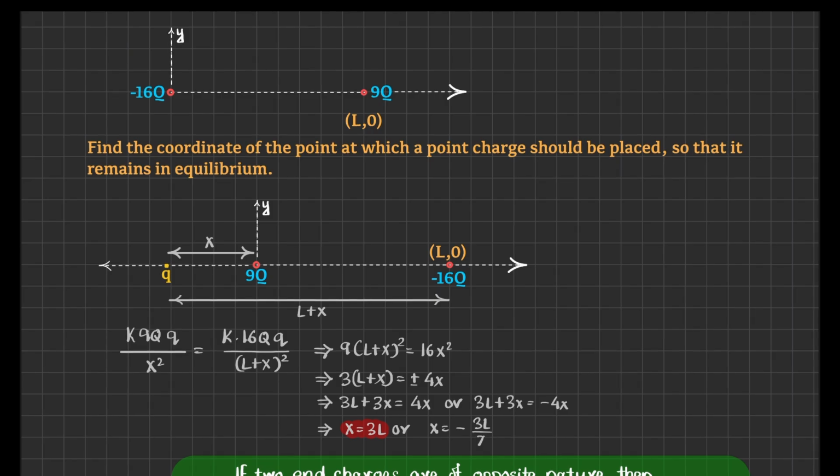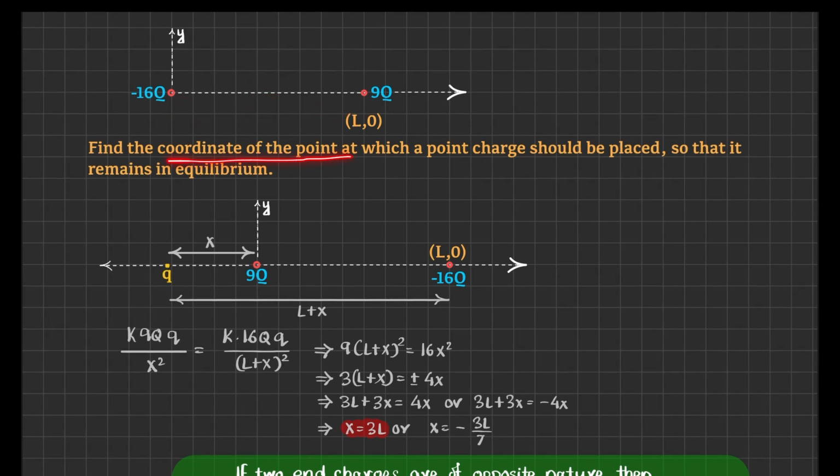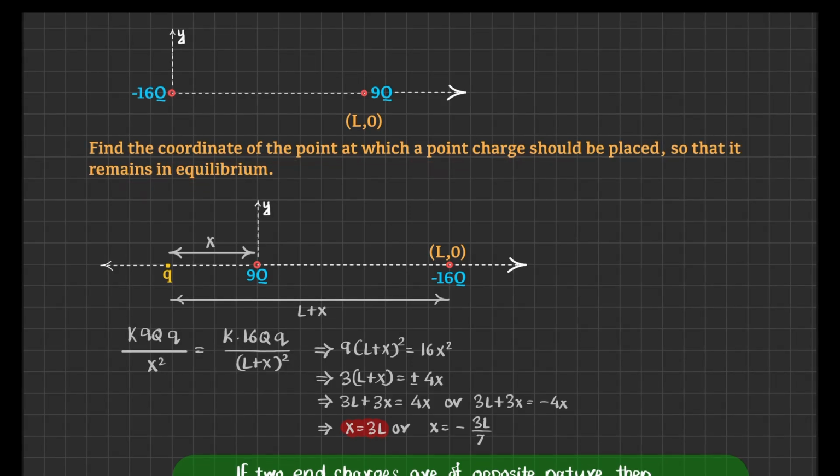Here we are again given two charges, minus 16q and 9q, and again the distance between them is given as L, and it is asking us to find the coordinate of the point at which a point charge should be placed so that it remains in equilibrium. So again we need to keep a third charge, and that third charge will be in equilibrium.